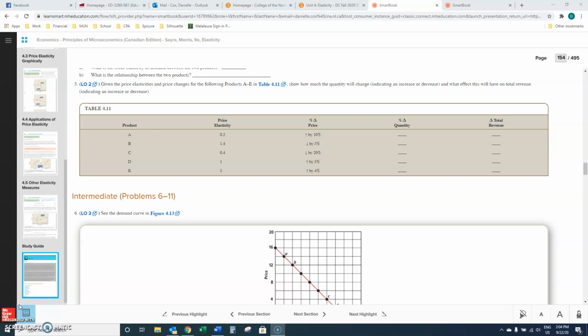Hi guys, we're going to look at the questions at the end of the chapter. We're looking at number 5. And this one's very similar to one of the test your understanding questions that I just did a video on.